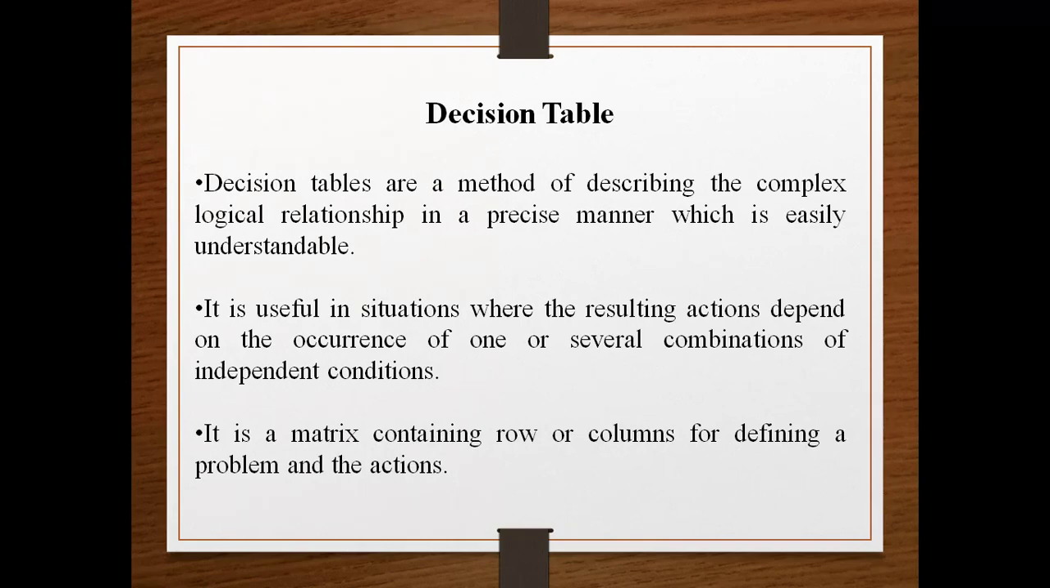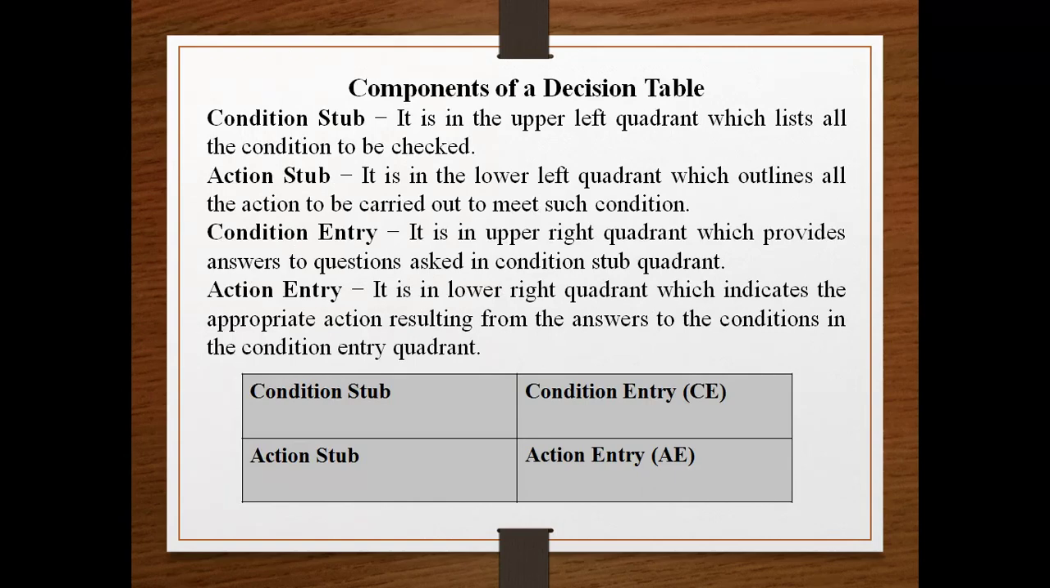So your decision table, the word itself says that it is a table, and a table is nothing but a combination of rows and columns, and the decision is written into the table, which gives a broader view to the customer or developer to understand what decision has to be taken.